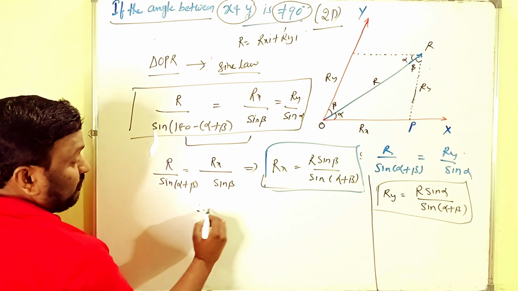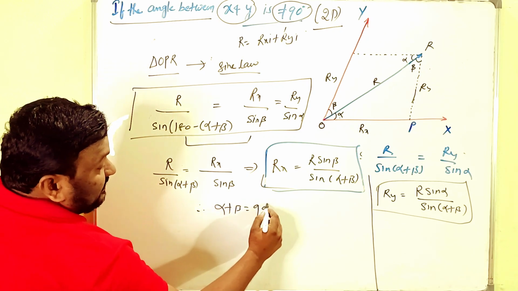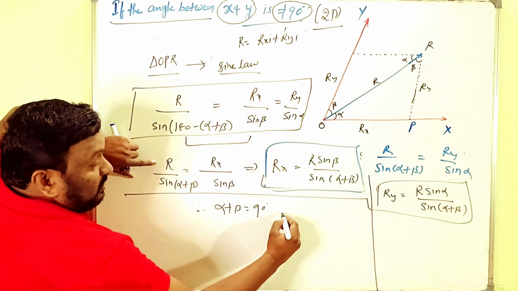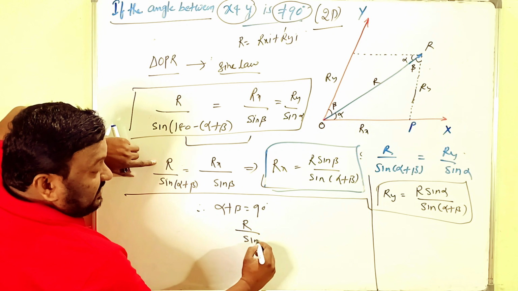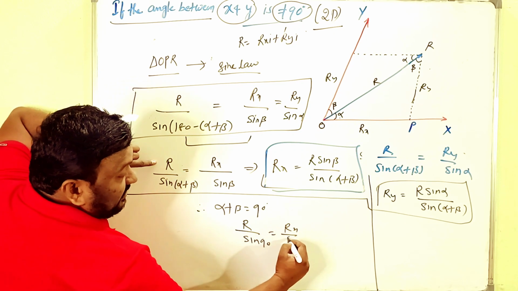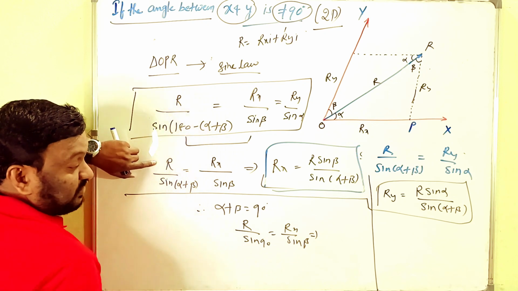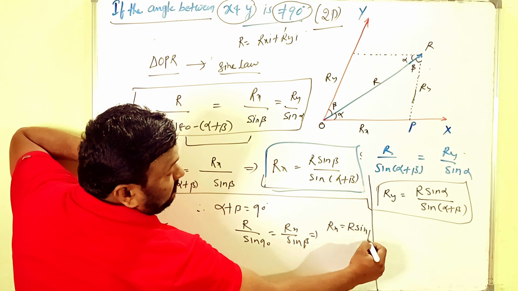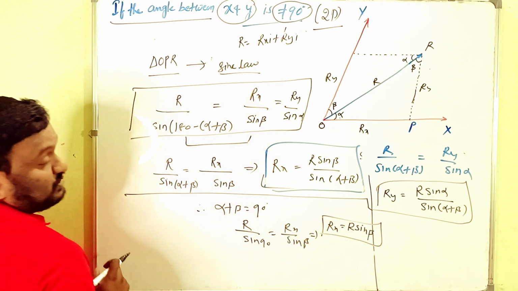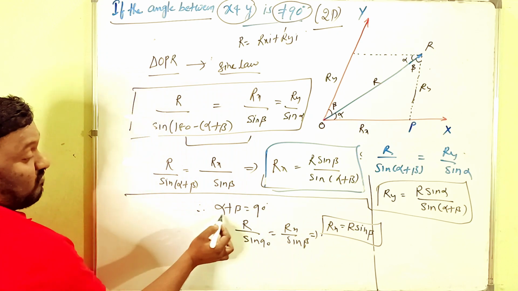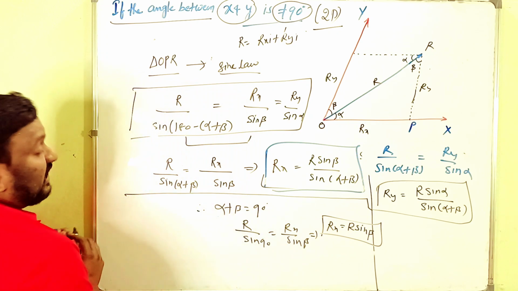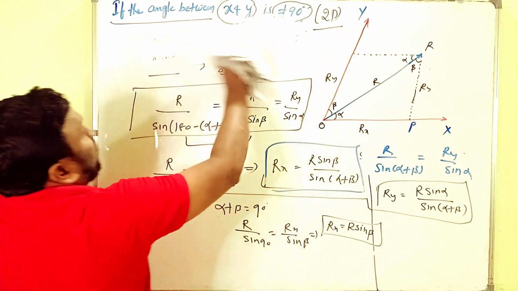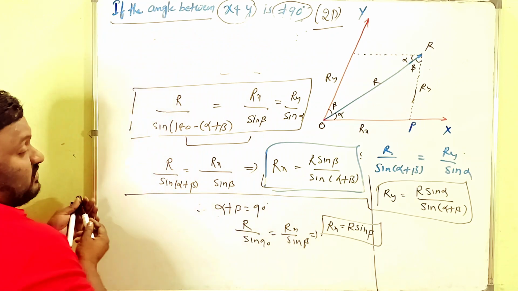So for example, if alpha plus beta is equal to 90 degrees, then what do we write from these two? R by sin 90 is equal to Rx by sin beta we can write. From that, what do we write? Rx is equal to R sin beta. Rx is equal to R sin beta when alpha plus beta is equal to 90 degrees. And in the same manner, here the vertical component also we can write. What is it here? Ry.